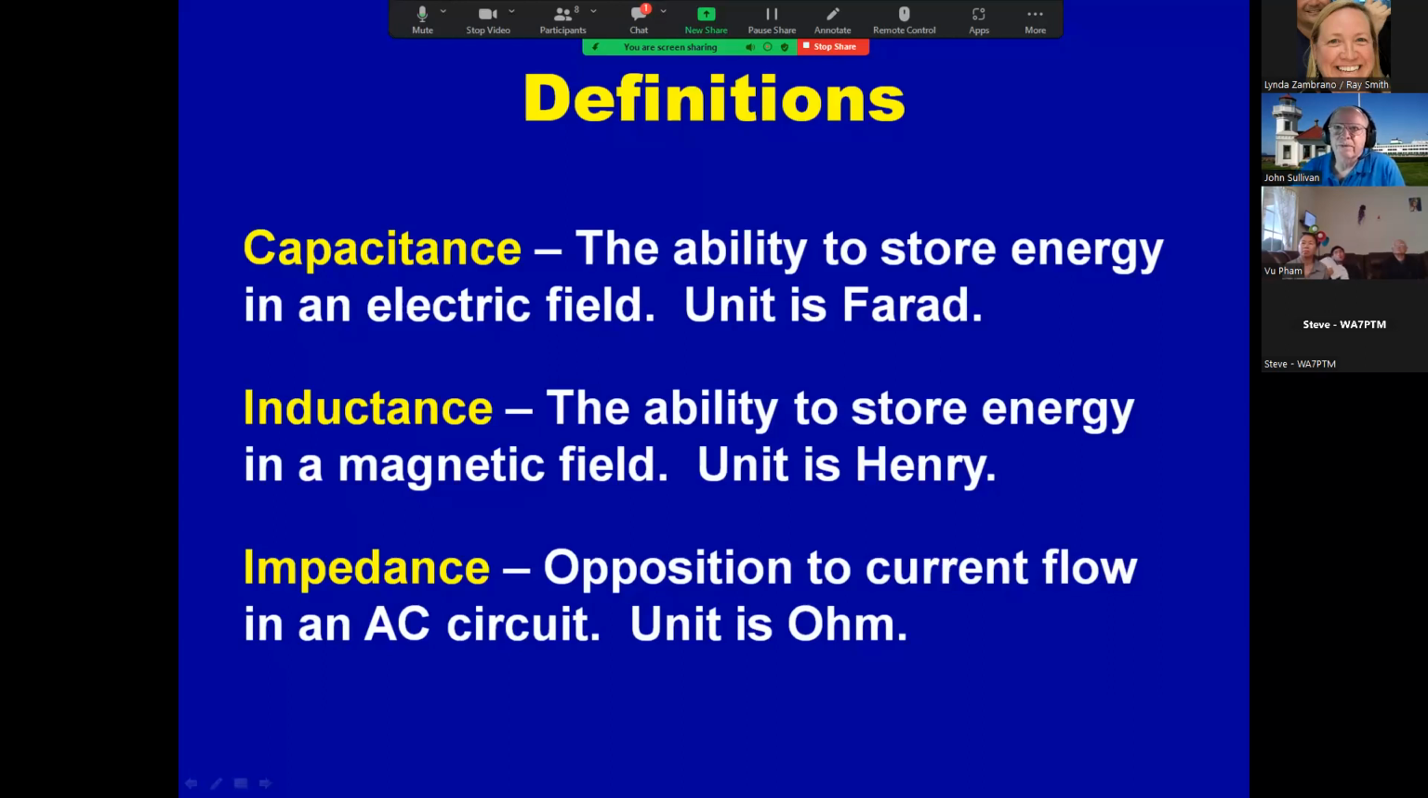Impedance is opposition to current flow in an AC circuit. Remember, we talked about resistance in a DC circuit as the opposition to the current flow in a DC circuit. Here we're talking about opposition to current flow in an AC circuit. They have a different name for it. They call it impedance, but essentially they're both types of resistance, and in both cases the unit of measure is the ohm. So resistance and impedance are both measured in ohms.